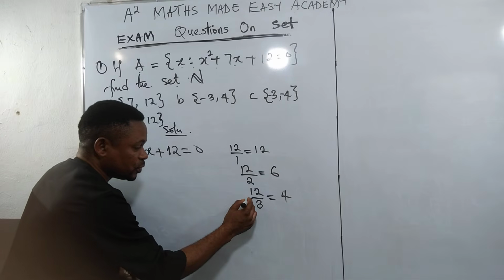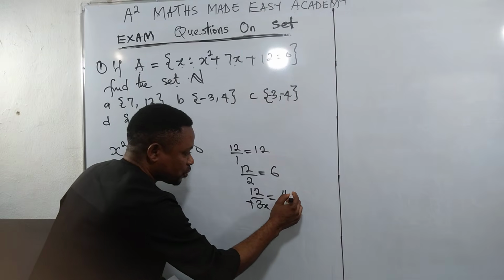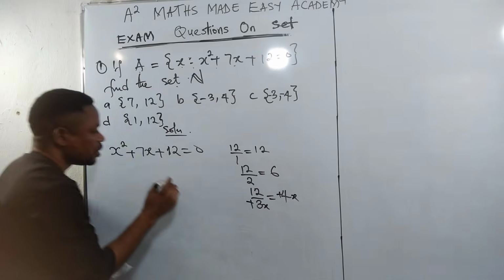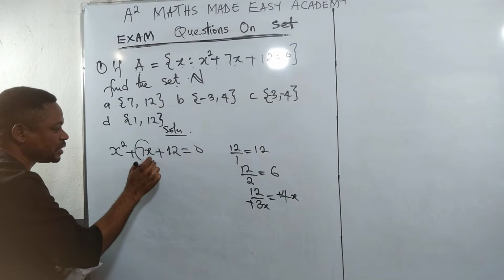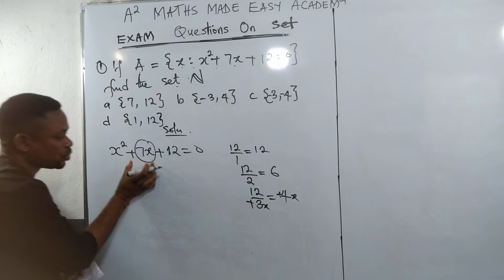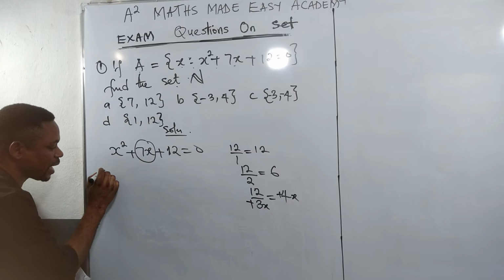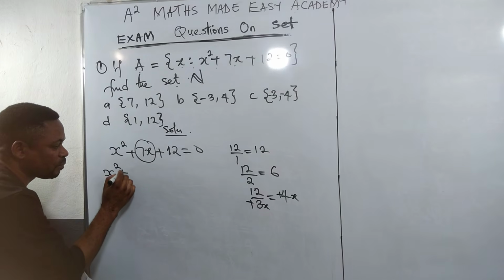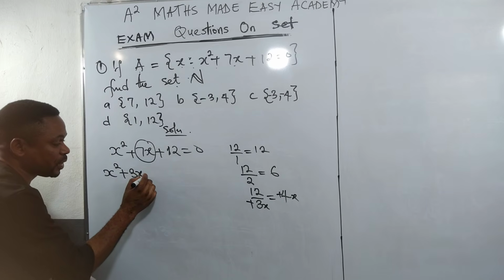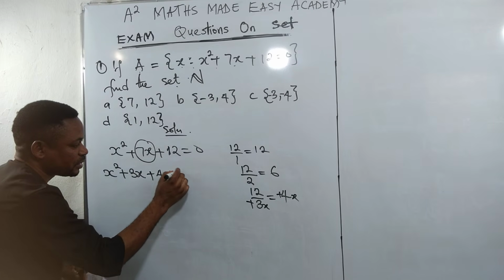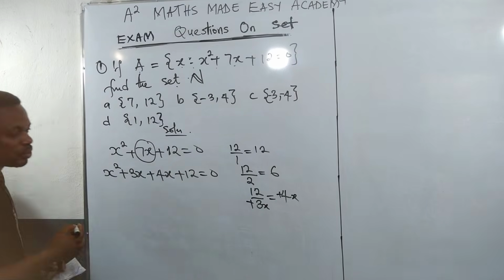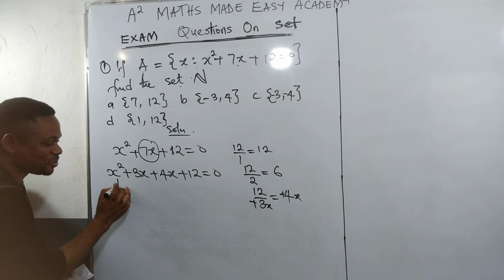So you now introduce this and call it plus 3x. And this one is plus 4x. So what do I do? I will now eliminate this 7x here and introduce these two numbers in between so that we can access it and have x squared plus 3x. Are you with me? Plus 4x. Then plus 12. Everything should be equal to 0. Now what do you do? You factorize.